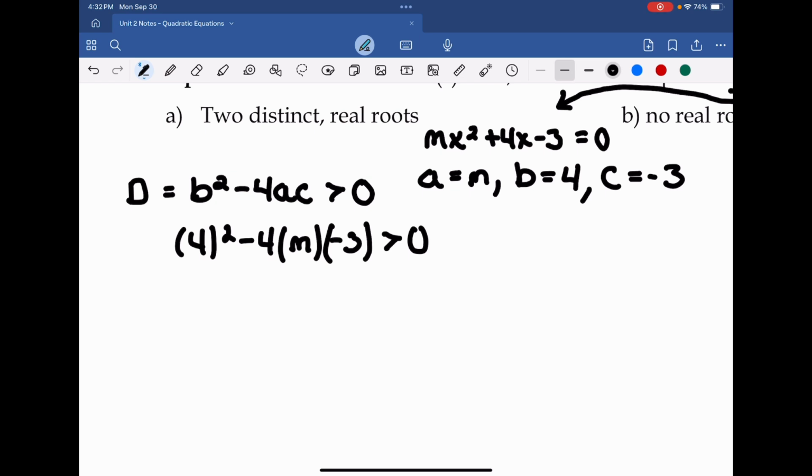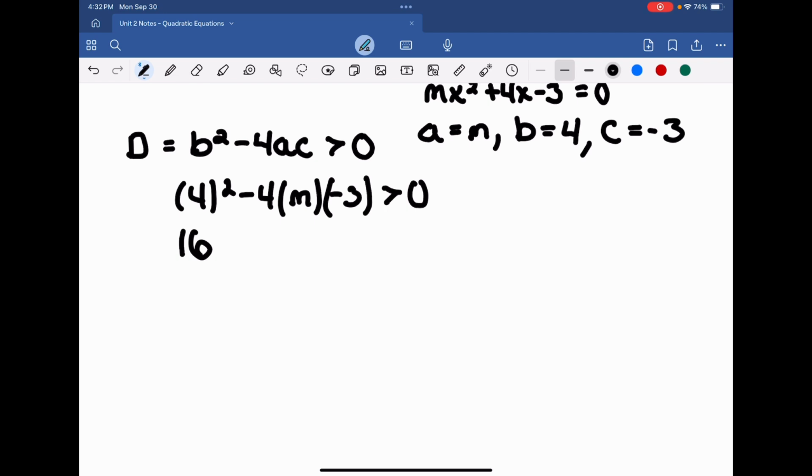Not greater than or equal to, but just strictly greater than 0. In this case, when we solve, we're going to talk about it being strictly greater, because if it's equal, we know it has two equal roots, so it must be strictly greater than. I'm going to go 16 minus negative 4 times positive 3. This actually ends up positive, so I'm going to write it as positive 12m is greater than 0.